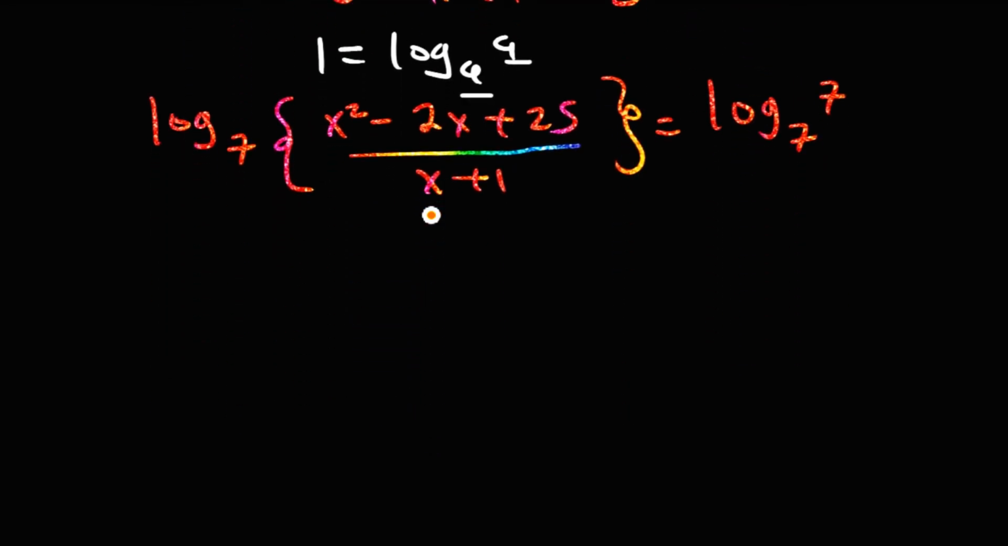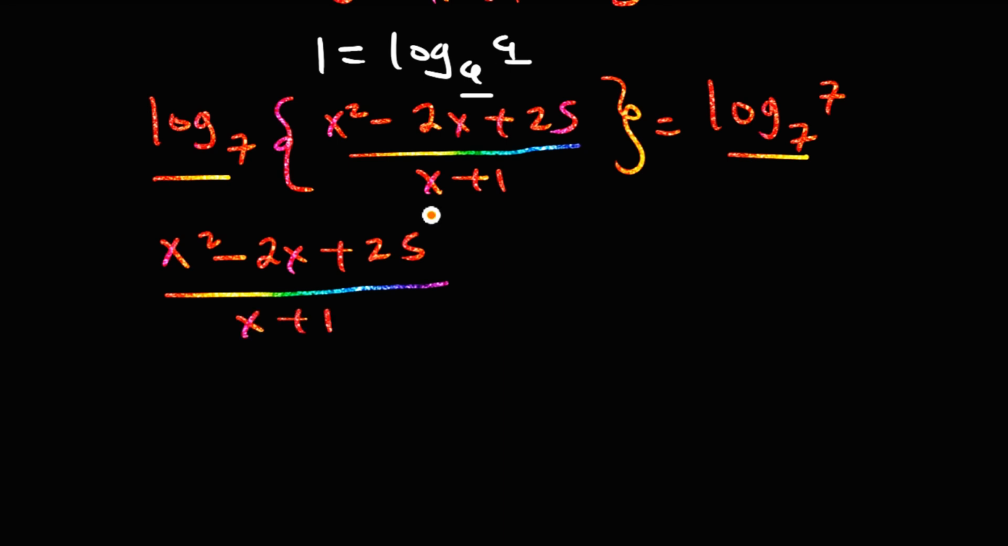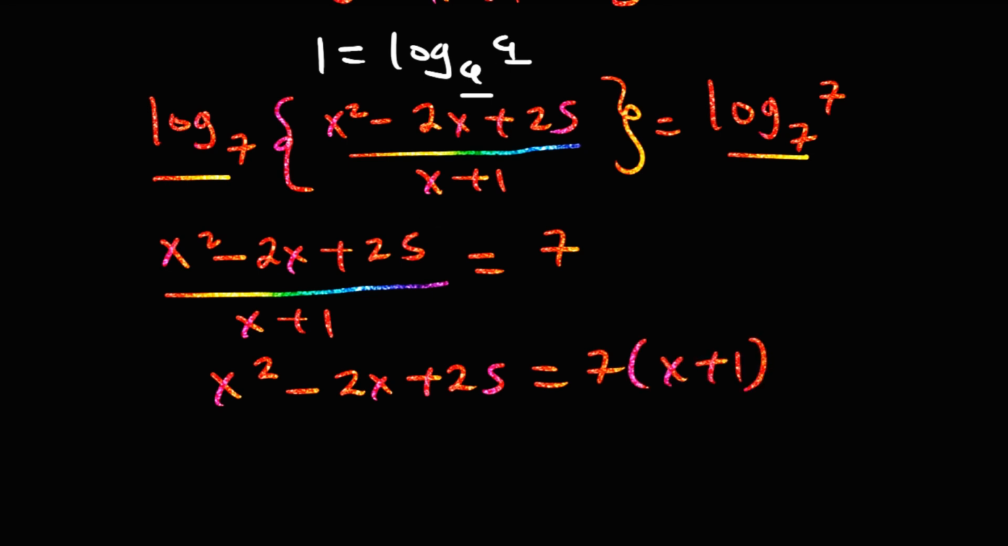Now let us simplify this. You can see that we have log to base 7 of this number is equal to log to base 7 of the other number, so the two numbers are the same. So you're allowed to say that (x squared minus 2x plus 25) over (x plus 1) is equal to 7. We cross multiply, so x squared minus 2x plus 25 is equal to 7 times (x plus 1), that is, 7x plus 7.